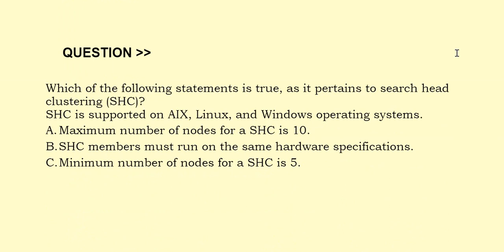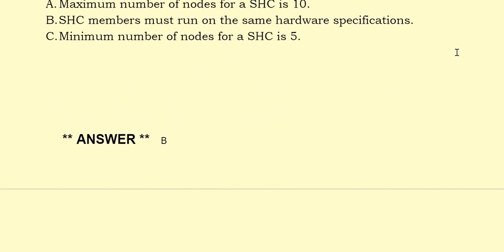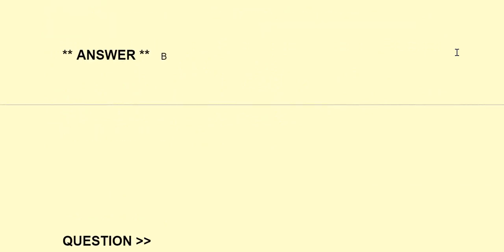Moving towards the next question. Which of the following statements is true as it pertains to search head clustering, SHC? SHC is supported on AIX, Linux and Windows operating systems. Option A. Maximum number of nodes for SHC is 10. Option B. SHC members must run on the same hardware specifications. Option C. Minimum number of nodes for the SHC is 5. The correct answer is option B.